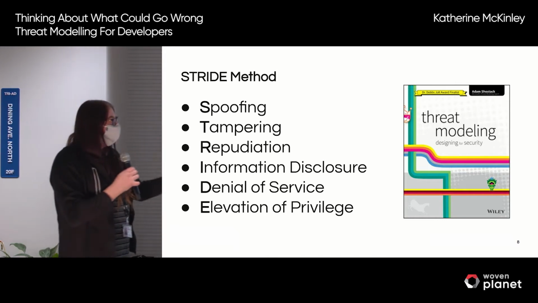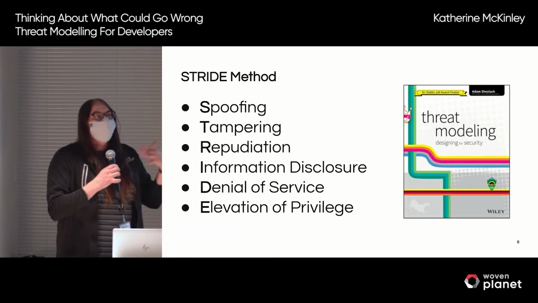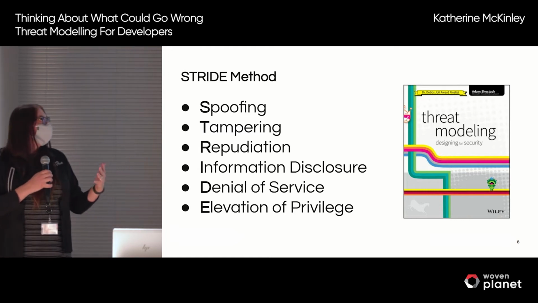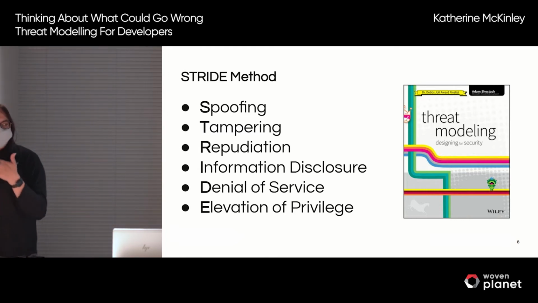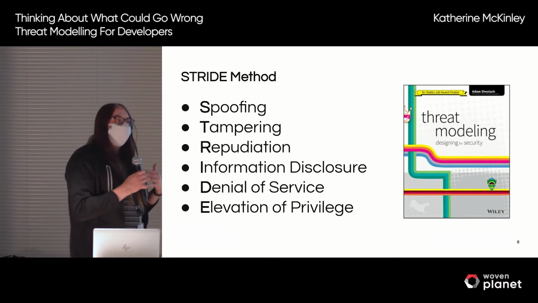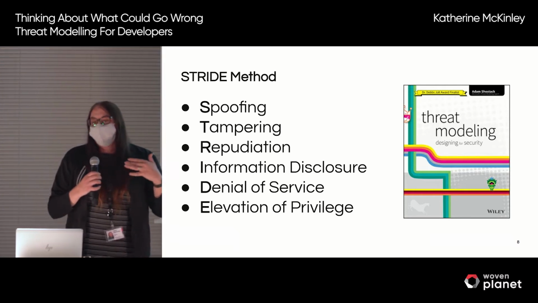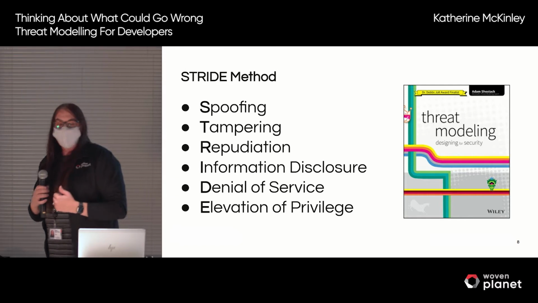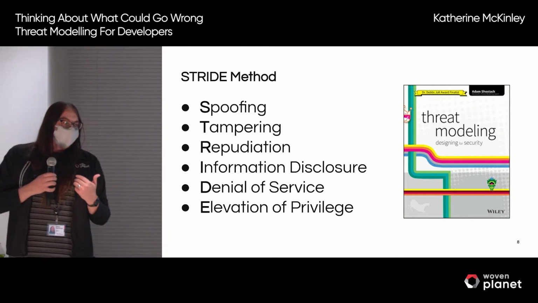So we have spoofing, which is pretending to be something that you're not. Tampering, changing the values of the data. Repudiation, so if I can perform an action and then say that I didn't perform the action. So that's the property we want, non-repudiation.